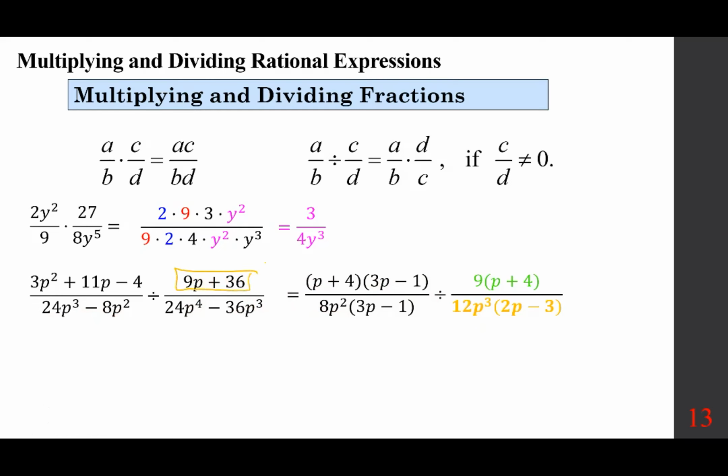This one, we are taking it down here. I haven't done it yet because I still kept the division. Well, we'll flip it. We have to flip it over. So this one stays at top for now because I haven't changed the sign yet. So 9p plus 36. And then this one, 12p cubed times 2p minus 3. Now it's time to flip this over and change this to a multiplication. So this comes up, this goes down.